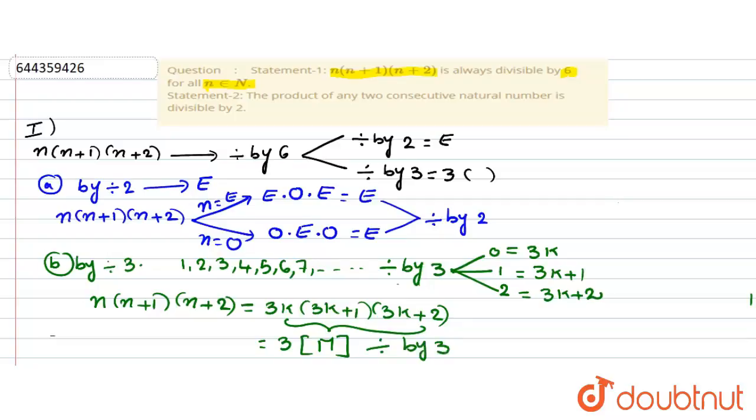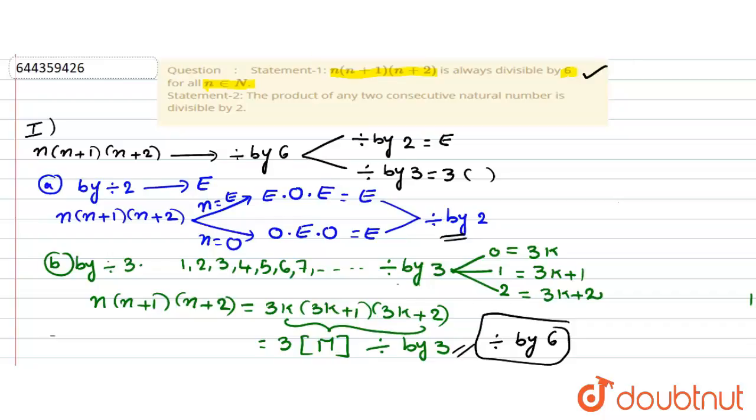When it is divisible by 2 and it is divisible by 3, it is divisible by 6, we can confirm. So clearly we can say that the first statement is correct: n into n plus 1 into n plus 2 is always divisible by 6 for all natural numbers.